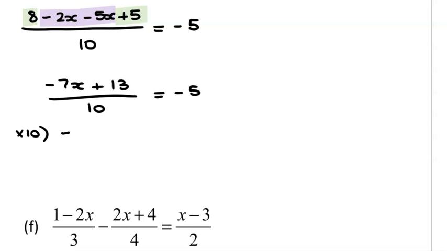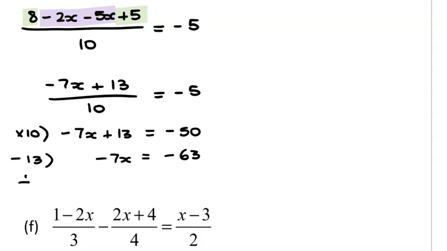Times 10: minus 7x plus 13 will equal minus 50. We'll take away that 13. Minus 7x is going to be minus 63. If we divide by negative 7, x equals 63 divided by 7, which is 9. Negative divided by negative is a positive. Now remember, we happen to have had some whole numbers as our answers for the last few questions. You can get a fraction, negative or positive, and sometimes you can even get x equals 0. So just be aware our answers can look like all sorts of things.